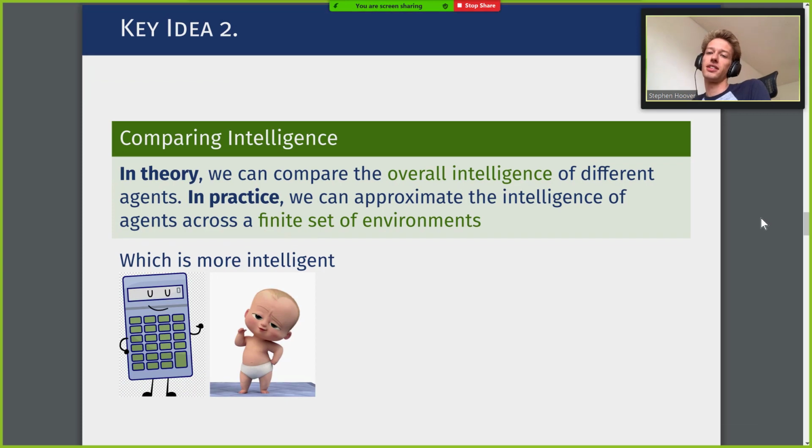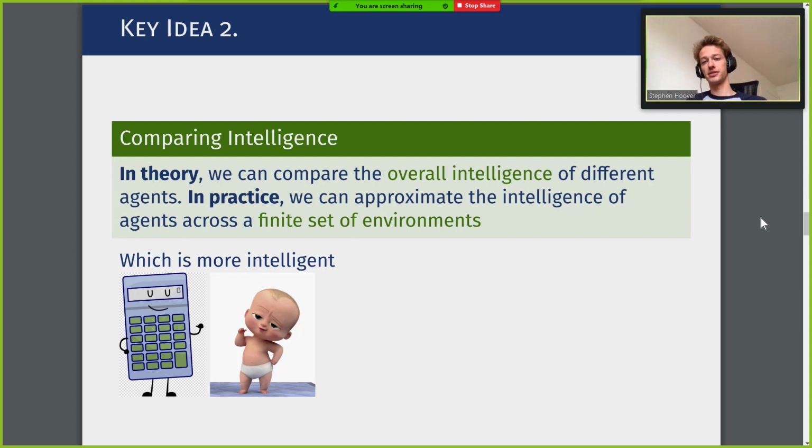So the other key idea is that in theory, you could compare the overall intelligence of agents. In practice, we can only approximate the intelligence of agents across a finite set of environments. Prior to the talk, it was mentioned that this work isn't necessarily grounded. To respond, yeah, you can't actually make this comparison. I kind of use this as almost a counterexample. You can't, with this definition, compare the intelligence of a calculator and a baby. In theory, you can, but in practice, you can't.